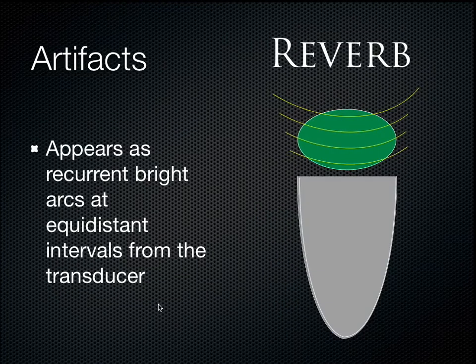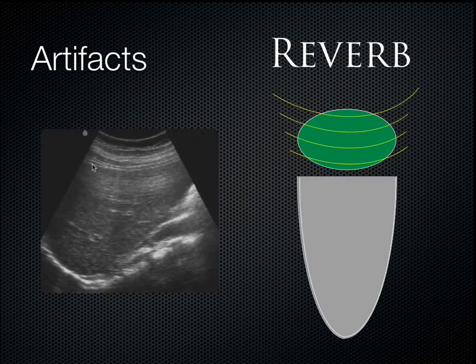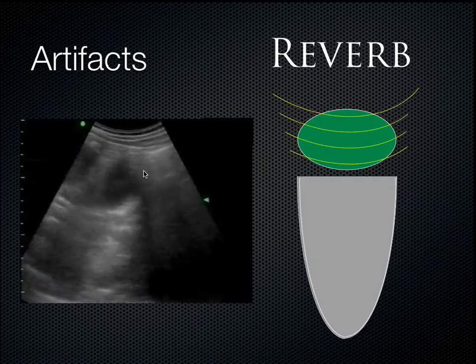Another type of artifact you commonly encounter is a reverberation artifact. Reverberation artifact looks like equidistant arcs that come down from the top of the transducer, and we can see reverberation artifact here in this image, these equidistant arcs that are coming down. Those aren't tissue structures, those are just reverberation artifacts. And we see it here with the gallbladder commonly.